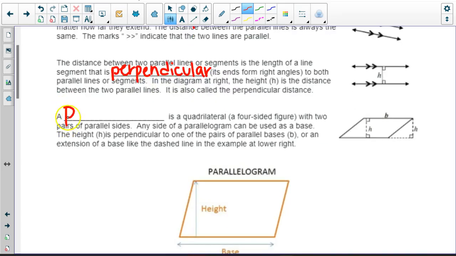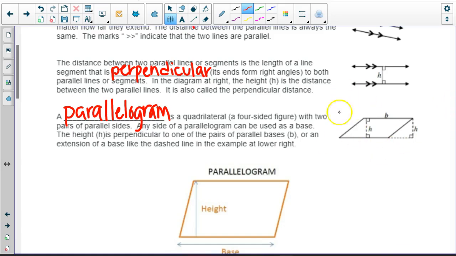So a parallelogram is a quadrilateral, or a four-sided figure, with two pairs of parallel lines. Any side of the parallelogram can be used as a base. The height is perpendicular to one of the pairs of bases.